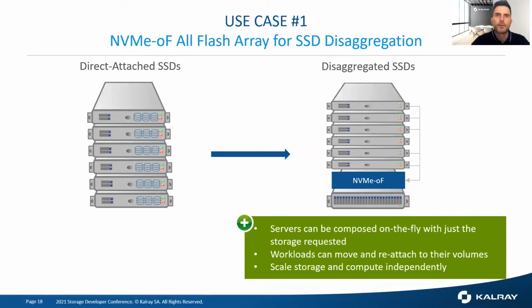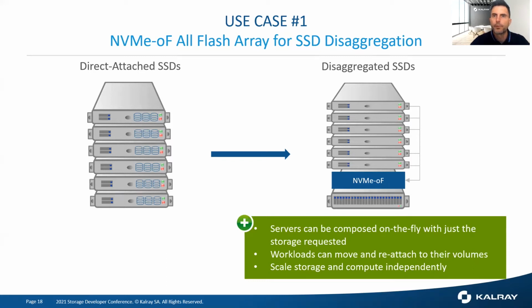So the first use case is basically the main use case for which NVMe over Fabric was invented, namely disaggregating local SSDs. So the idea is pretty simple. On the left, you have servers with direct-attached SSDs, and the idea is to disaggregate the SSDs by putting them in a NVMe over Fabric all-flash array. And so basically, the local SSDs now become a shared pool of storage that is visible to all servers thanks to the NVMe over Fabric protocol.